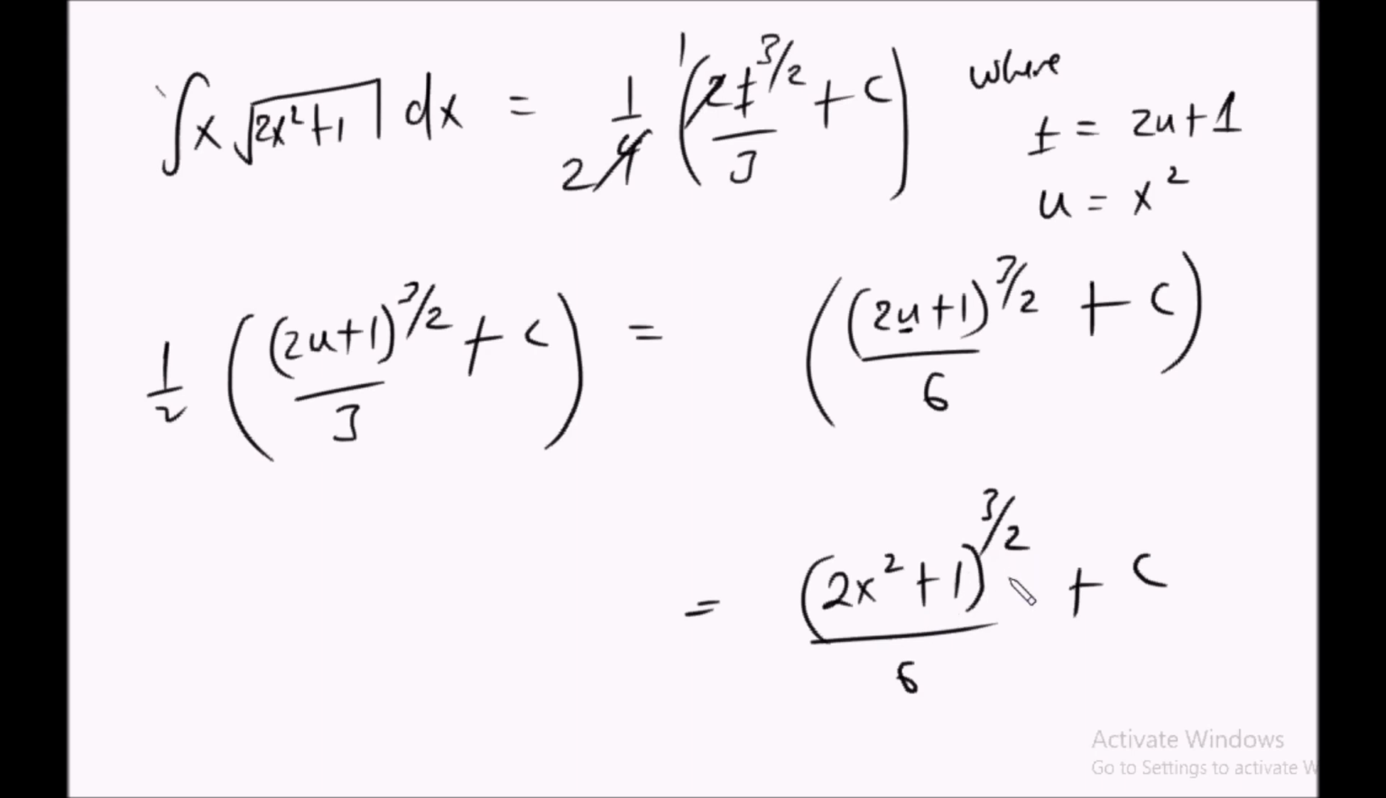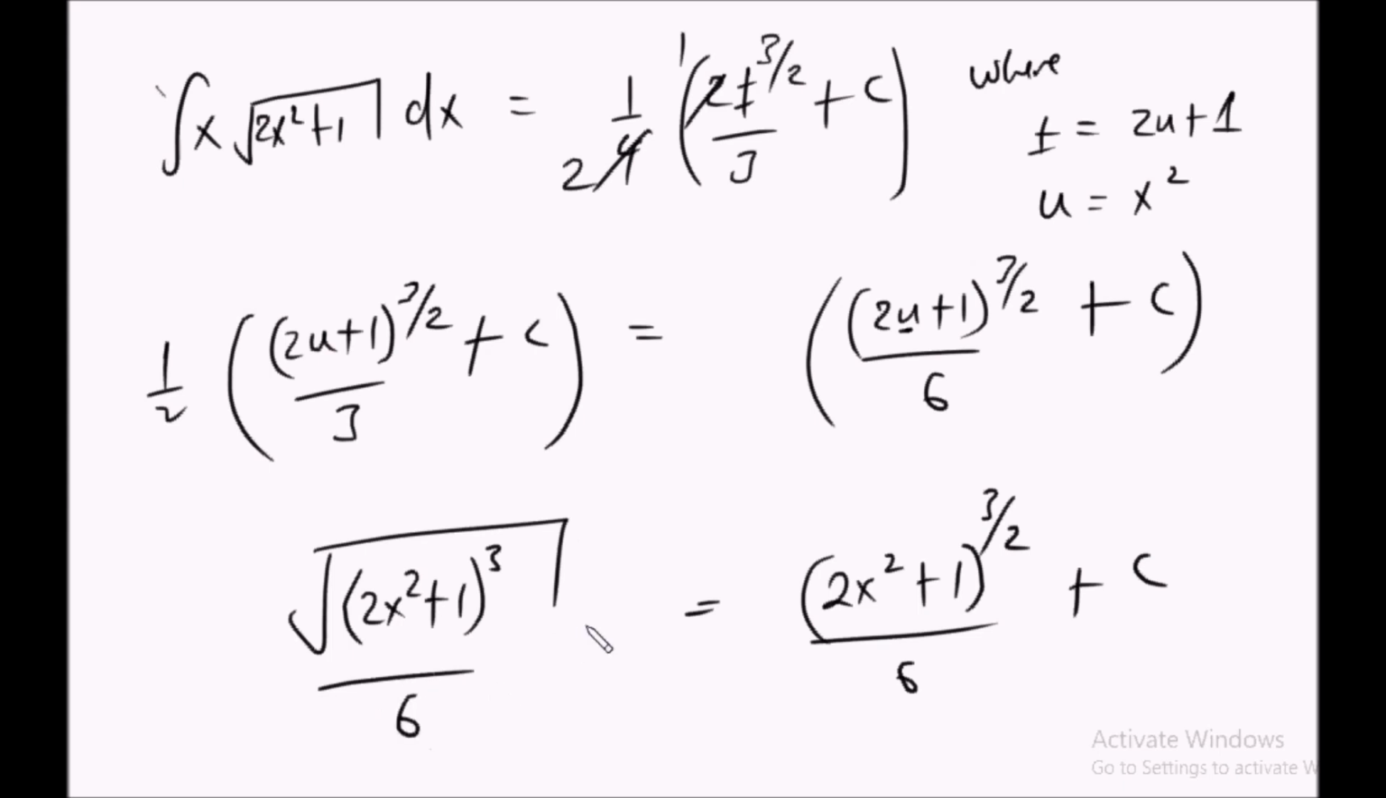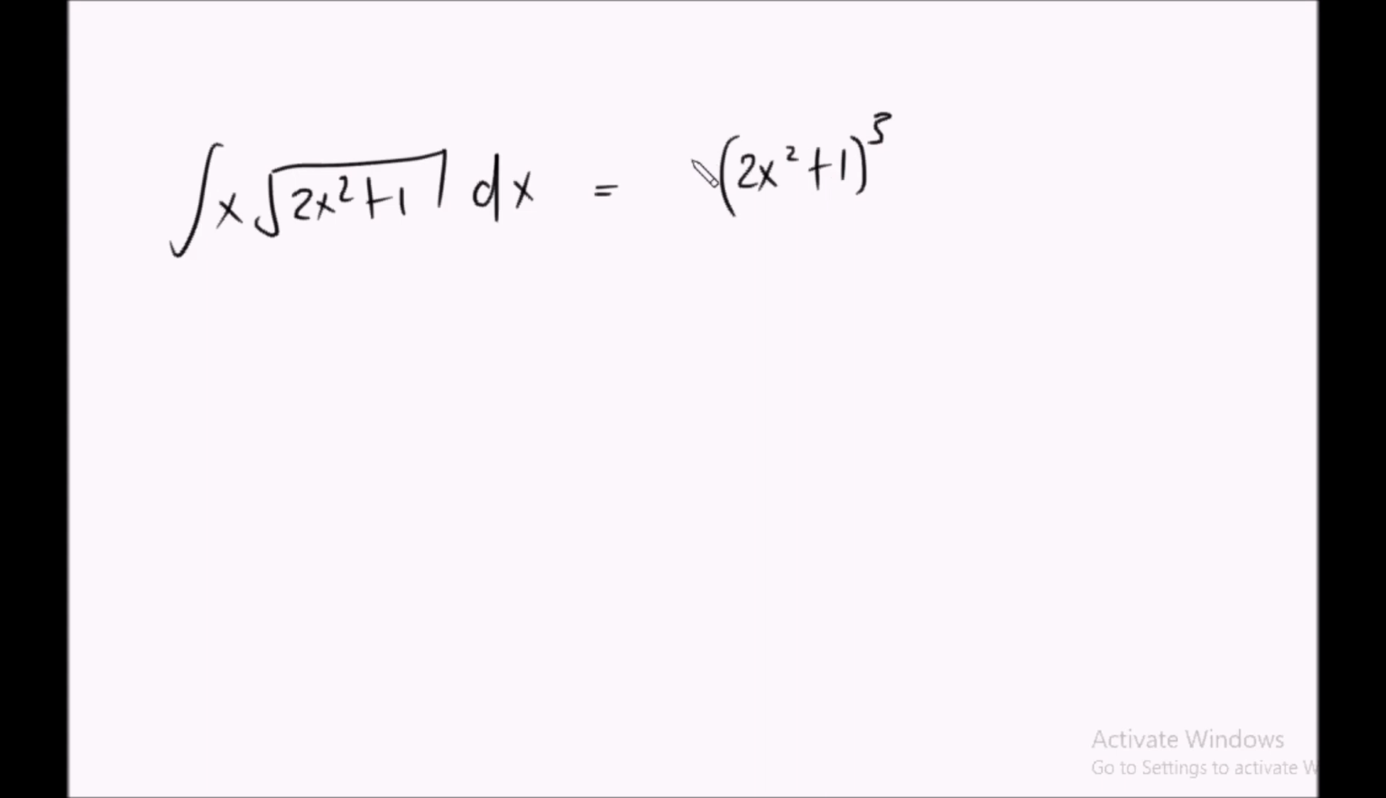I can also simplify this further. Simplifying further, it is (2x squared plus 1) power 3 over 2 over 6 plus c. I will write the answer in this form. So this is the final answer: if I integrate x(2x squared plus 1) dx, I get (2x squared plus 1) power 3 over 2 over 6 plus c. So that's the final answer.